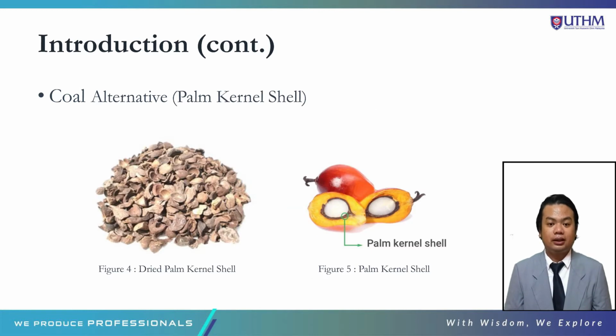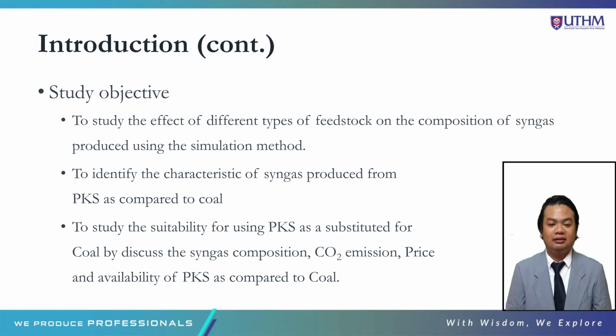Oil palm is an essential product that has changed the scenario of agriculture and economy in Malaysia. The waste of the oil palm, such as PKS, is regarded as one of the potential renewable energies. Gasification is a potential technology which is capable of converting PKS into a valuable fuel, syngas. Thus, I want to emphasize that the present study critically observes and discusses the effect of different types of feedstock on the composition of the syngas produced using the simulation method.